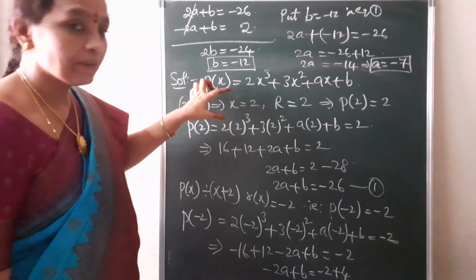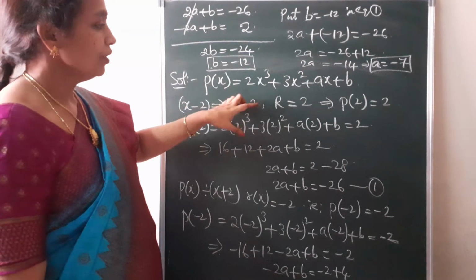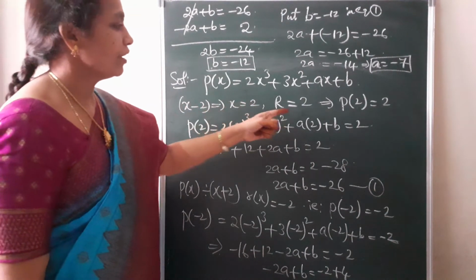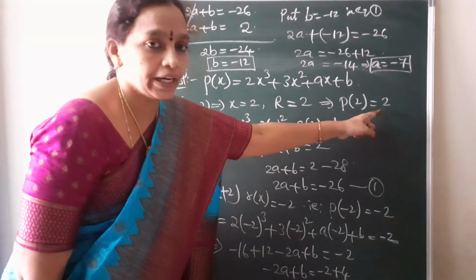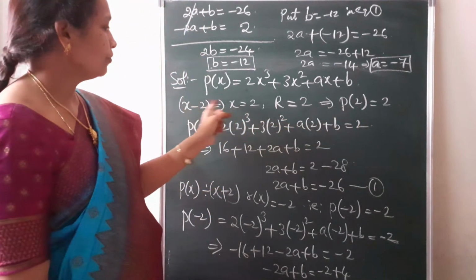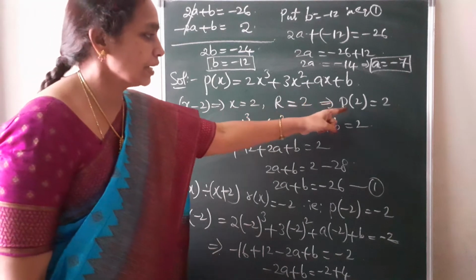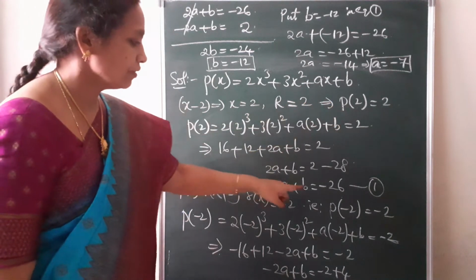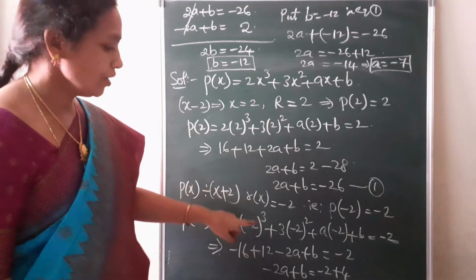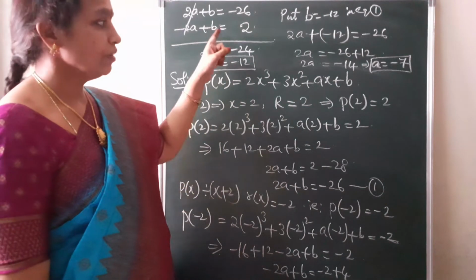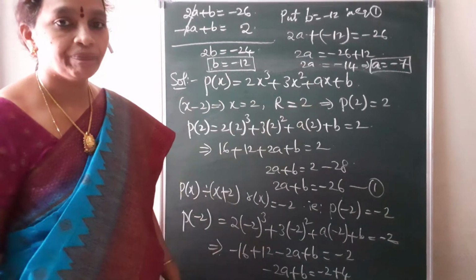So if the sum is given like that, you have to substitute those values and find the remainders, and equate it to the remainder. Then the zero of the polynomial you find out, and then you will get the remainder. Substitute that value, you will get one equation, and from another condition, another equation you will get. By solving those two, you will get the a and b values.